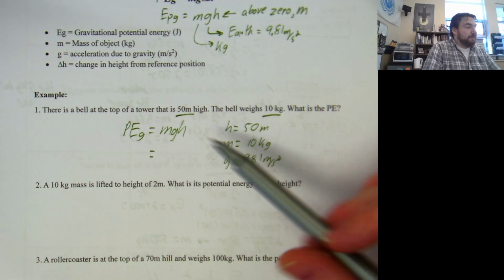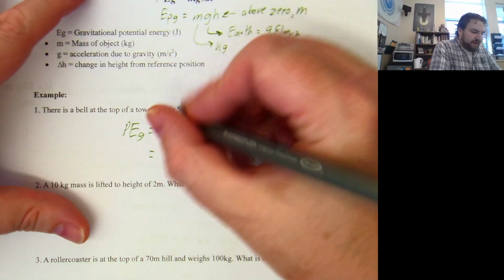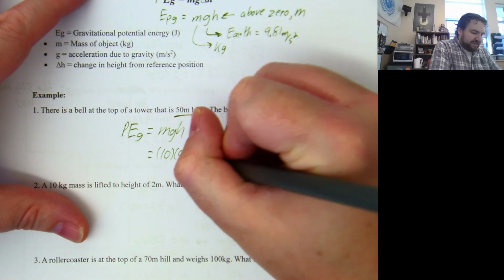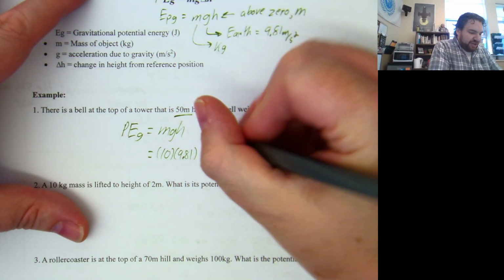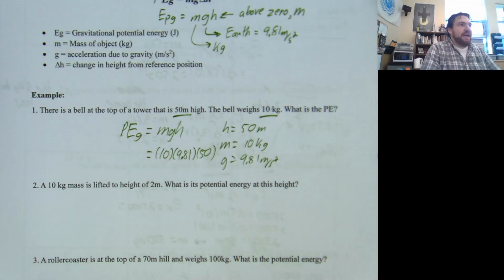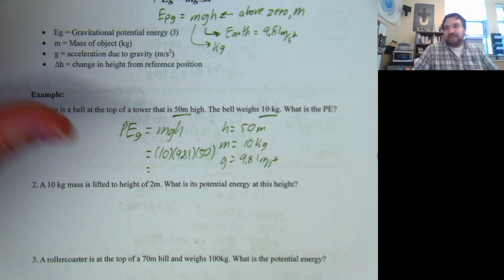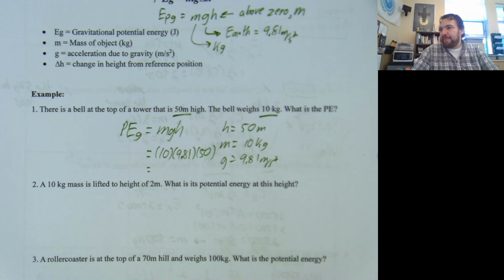We're going to take these values, we're going to plug them in, just like we substituted before. Mass is 10, g is 9.81, h is 50. We're just going to multiply those three values together, and you're going to find that the potential energy is what?